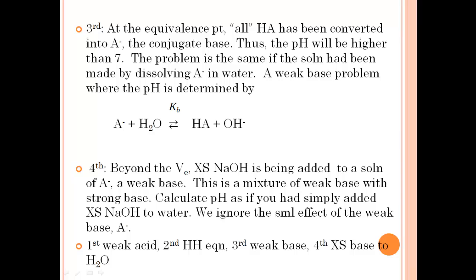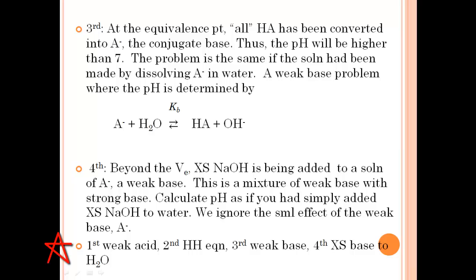The fourth and final portion of this type of titration is after the equivalence point. And of course, if you're reacting a weak acid with a strong base, after the equivalence point, you're going to have excess strong base there. And you're adding that to a solution of weak base. So whenever you're adding a strong base to a weak base, you can pretty much assume that everything is dominated by that strong base. So you calculate the pH as if you had simply added excess NaOH to the water. And we ignore that small effect of the weak base, because really it's all dominated by that strong base.